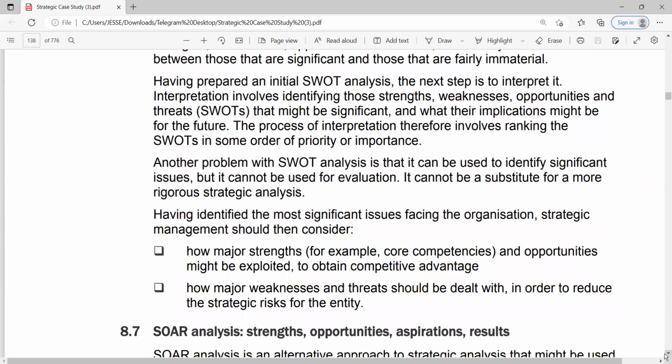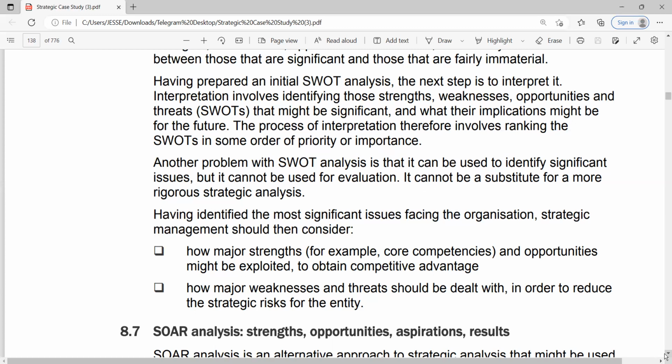So anytime you are talking about interpreting, after you've written down your points, all these are strengths, all these are weaknesses, all these are opportunities, you have to sit down and rank them, right? Or give them some order of priority or order of importance. Which one is more important than the other? Which one is more threatening than the other? So that's how you go about it. And after that, you need to determine what the implications are for the future.